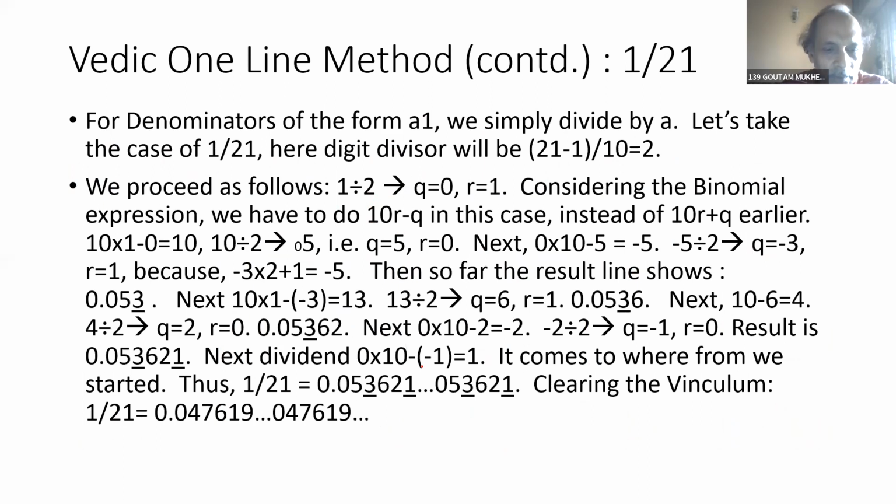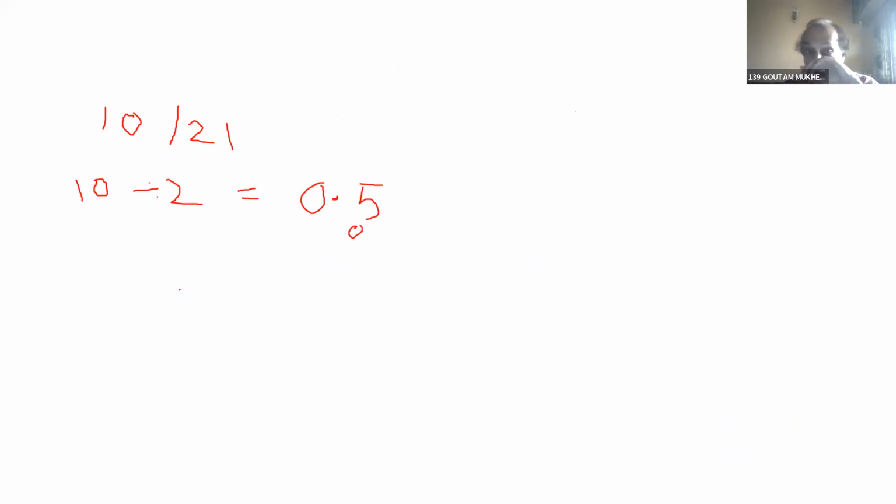Should I use a whiteboard? 10 by 21. So I basically do 10 divided by 2, which is equal to 0.5, that is 5 and 0. So now this is the remainder and this is the quotient. I told you that it becomes actually negative 5. Right, negative 5. So minus 2, 1.